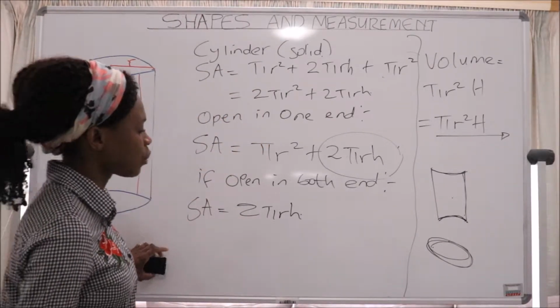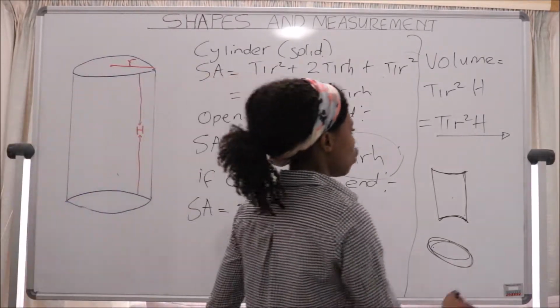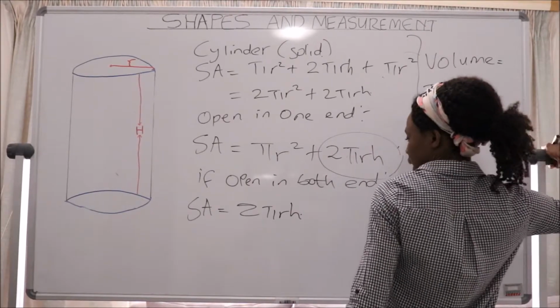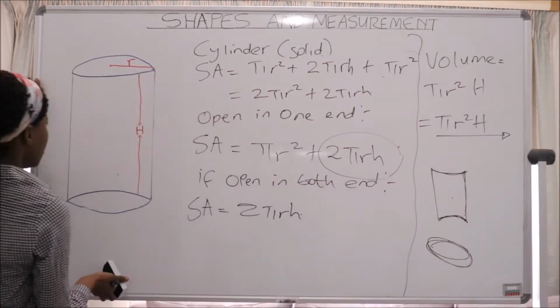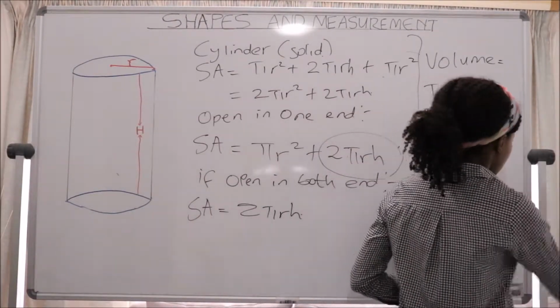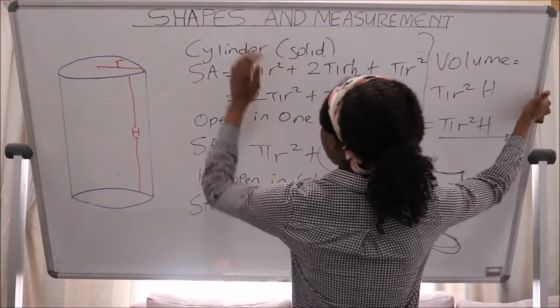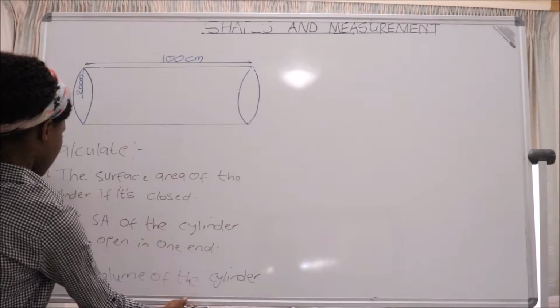So having done this equation, let's just do one question on cylinder and see what happens if we open the cylinder in both ends, and also if we open the cylinder in just one end, I mean to say. All right, let me just open the board here. So this is what we have here.